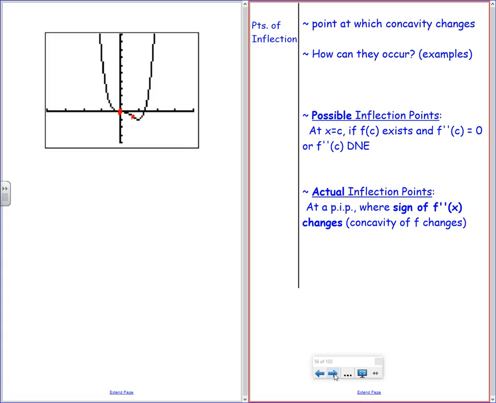Inflection points are places or points where concavity changes. By definition, a point of inflection is a point at which concavity changes. How can they occur? Well, there's a few different ways. We could use the graph that we just kind of did. Like, okay, they occur there.